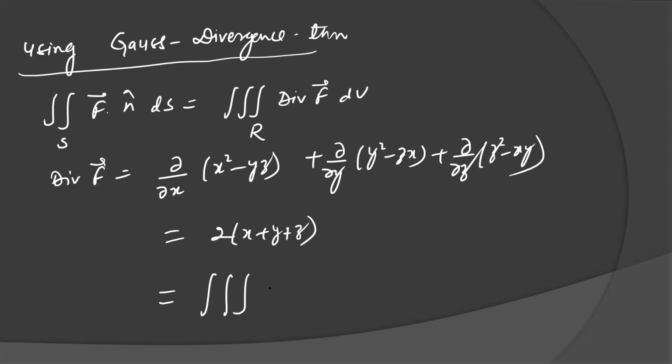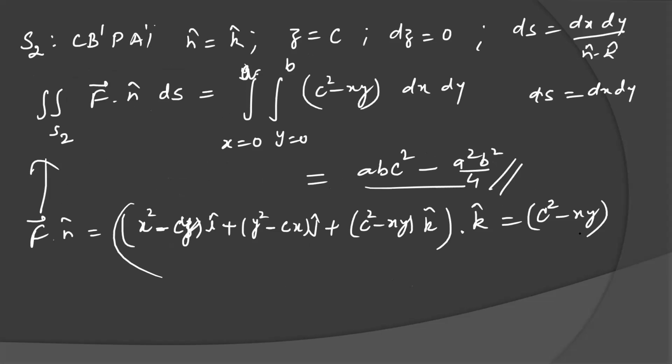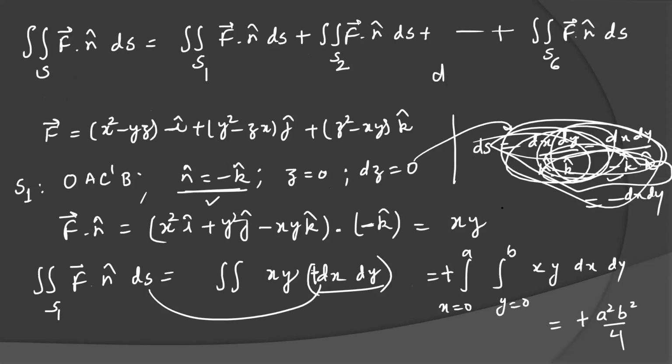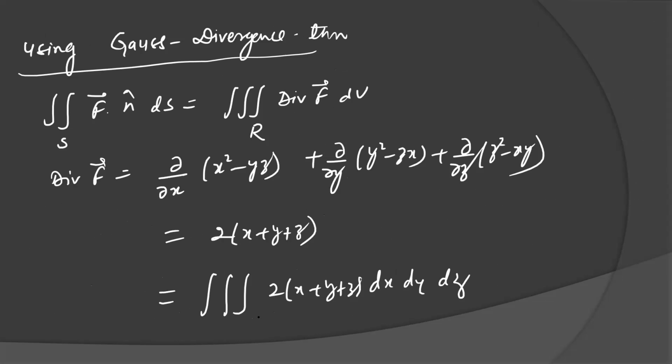You put this value 2(x plus y plus z), and a very important point is that the closed region is actually a cuboid and the sides are parallel to the axis. For a bounded region with sides parallel to the axis, all three limits will be constant. So x will be from 0 to a, y will be from 0 to b, z will be from 0 to c. If you simplify it, you will get abc(a plus b plus c). Same answer you will get.